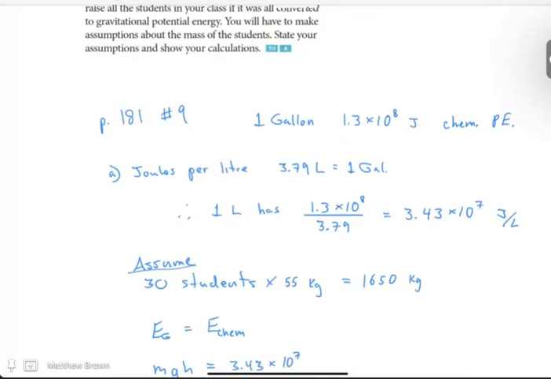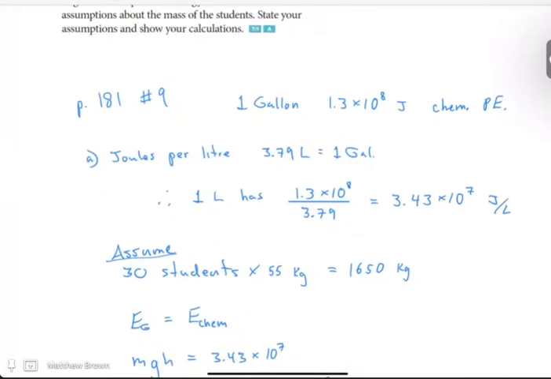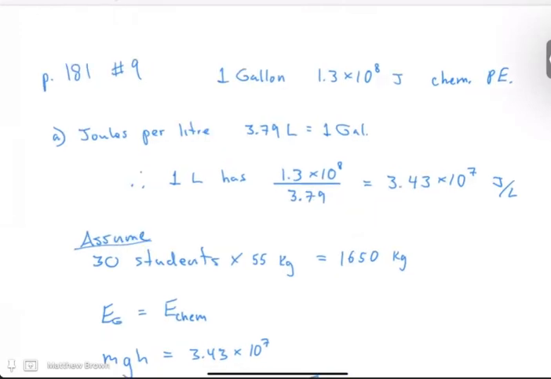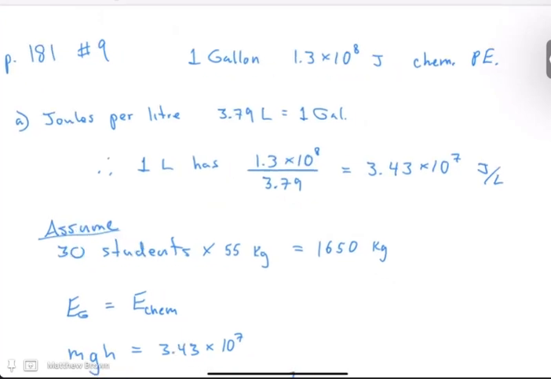So first, how many joules per liter? A gallon has 1.3 times 10 to the 8, so divide that by 3.79. And that gives you 3.43 times 10 to the 7 joules per liter. As a check, a liter is less than a gallon. You need almost 4 liters to make a gallon, and this number is less. Each liter of gas has roughly 34 million joules.